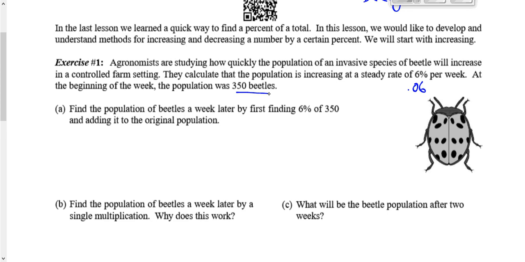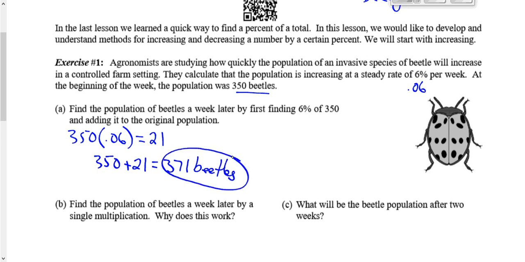So, all right, find the population of beetles a week later by finding 6% of 350 and adding it to the 350. How do we find 6% of 350? You just multiply. 350 times what? 0.06. And what does that give you? Exactly, 21. 21 more beetles, right? Is that the answer to the question? No, because we started with how many? So what do we have to do to find how many there are? So now 350 plus 21 is 371 beetles.